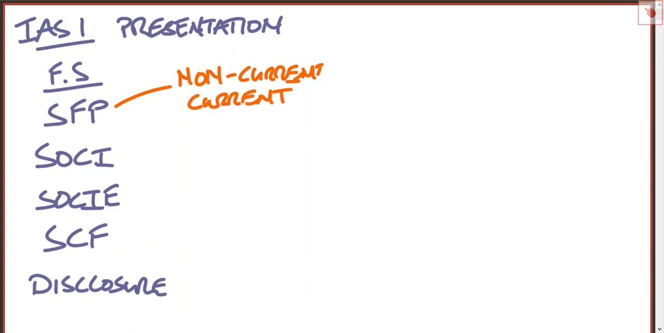Not only that, but you've got things like leases, and leases need to be split between current and non-current. Don't forget that whenever you're looking at each of the items and each of the adjustments that you're doing in the financial statements. Statement of comprehensive income. So remember here you've got your profit and loss, but you've also got your other comprehensive income.